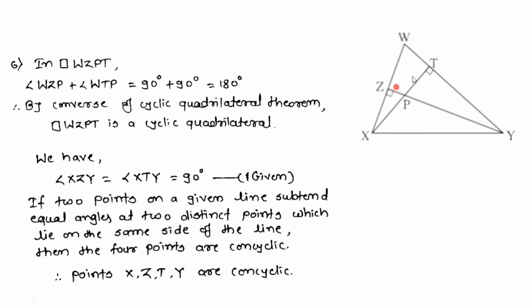So point Z and point T subtend two equal angles, that is angle XZY and angle XTY, which are both congruent, which is given, and these two angles are on the same side of the line. That's why the 4 points X, Z, T and Y are concyclic. Therefore, the points X, Z, T, Y are concyclic. So that is the second statement that we wanted to prove.